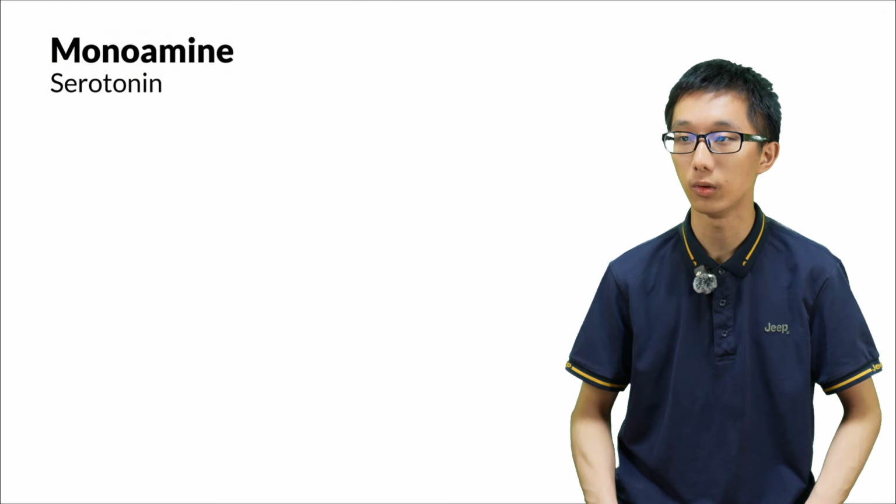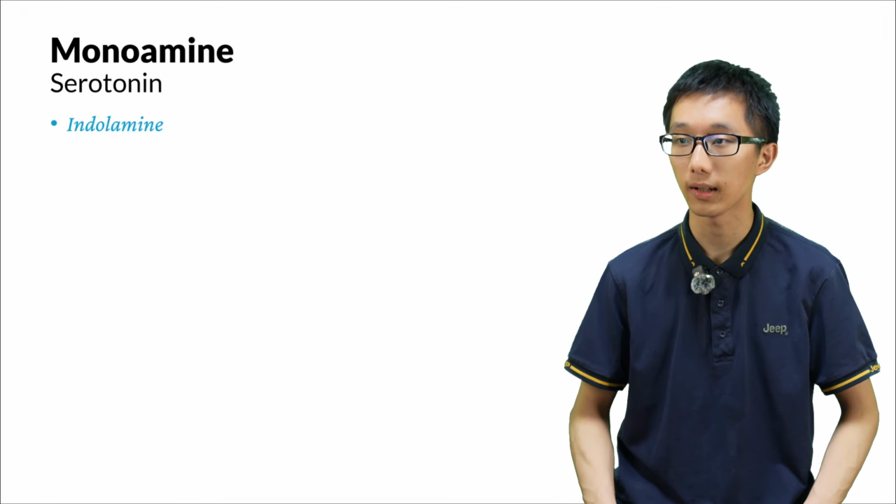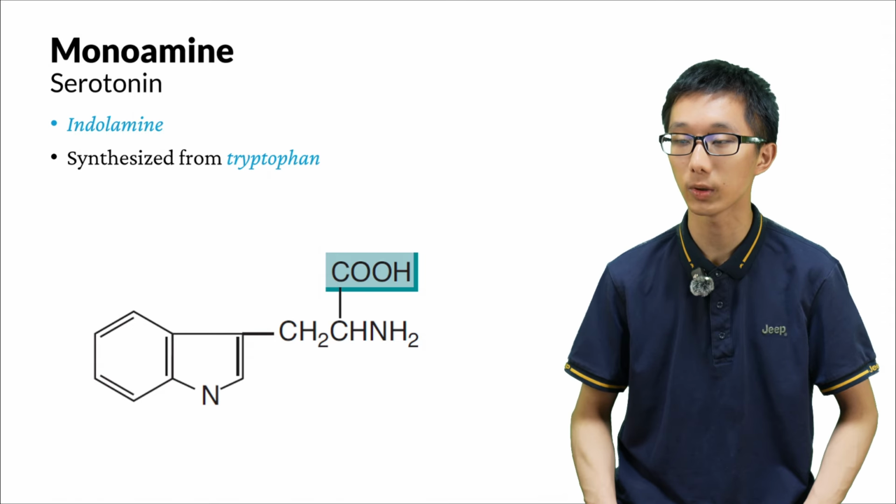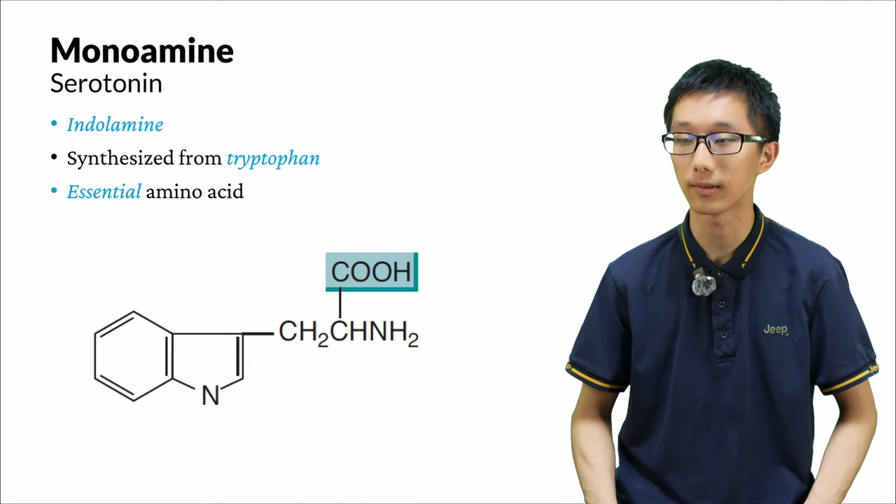And the third group of monoamines includes serotonin. This large group is called indolamines. Indolamines are synthesized from tryptophan, this amino acid here. Tryptophan is an essential amino acid. What does that mean? Well, essential amino acids are amino acids that cannot be synthesized by the human body.